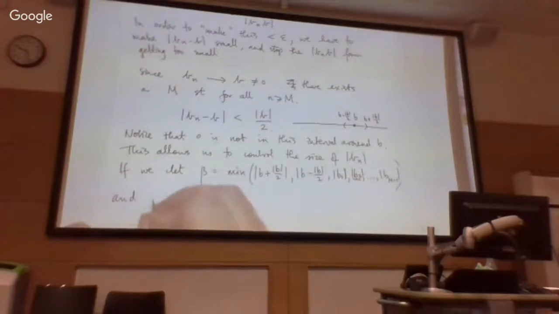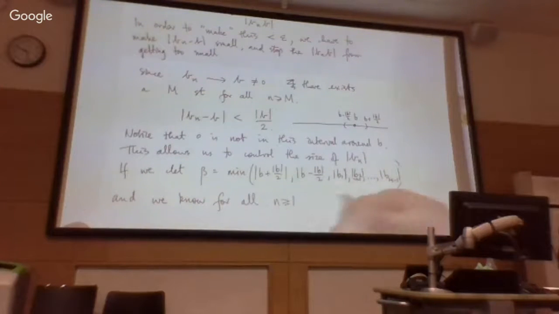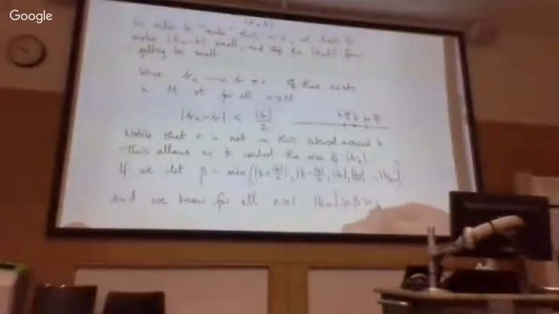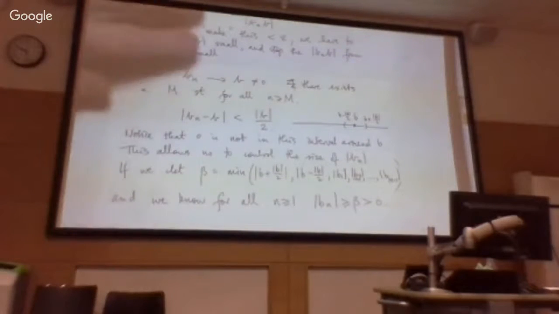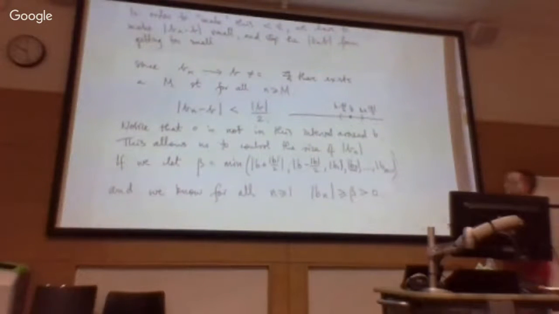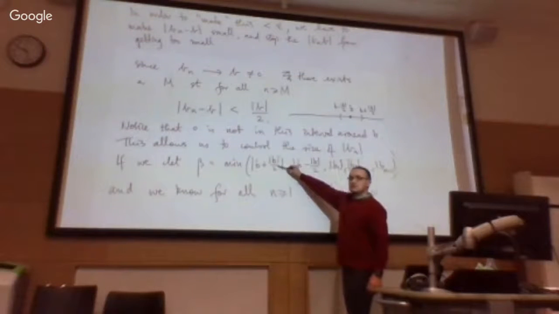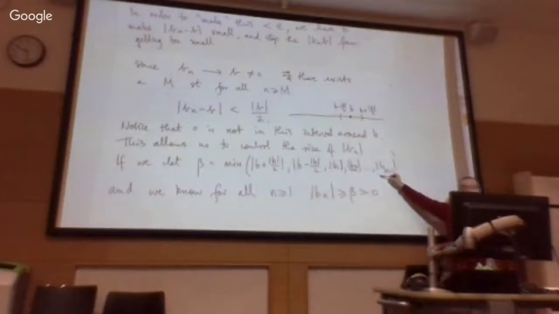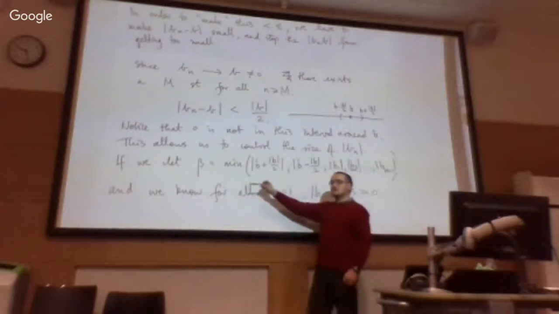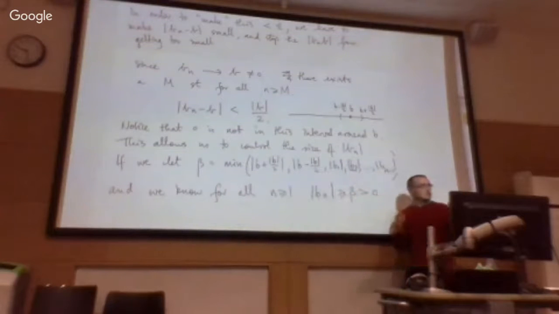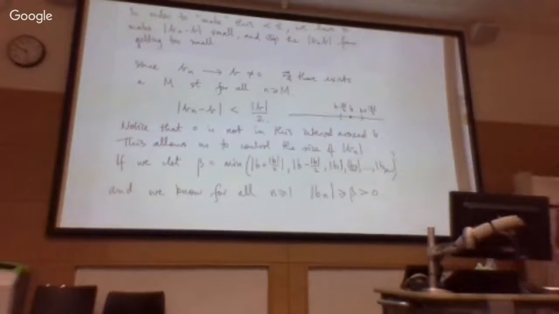And we know that for all n bigger than or equal to 1, the absolute value of Bn is never smaller than beta. And beta is a strictly positive number, because all these numbers here are strictly positive. And we're taking the minimum of a finite collection of strictly positive numbers, so the minimum is strictly positive.